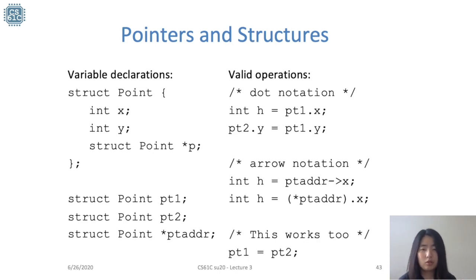To copy a struct, you can do pt1 equal pt2. What it does is that it will copy all the contents from one struct to another. For example, if pt2 has int x equal 1 and int y equal 2, and p will point to pt2 itself, so p equal address of pt2. After you do this expression, pt1 equal pt2, int x for pt1 will also be 1, int y for pt1 will also be 2, p for pt1 will also be the address of pt2.